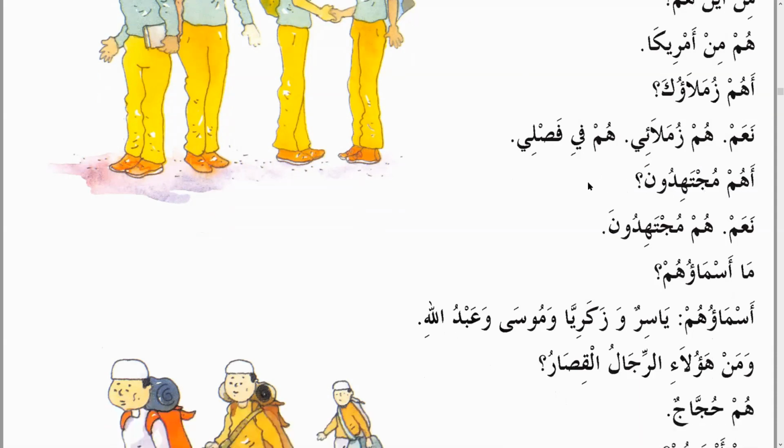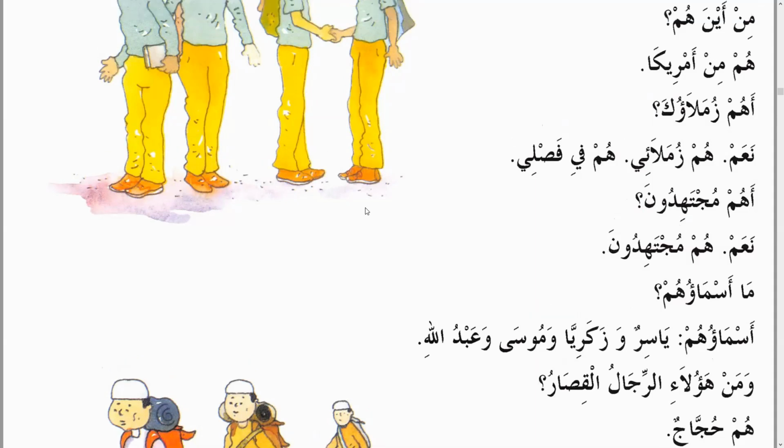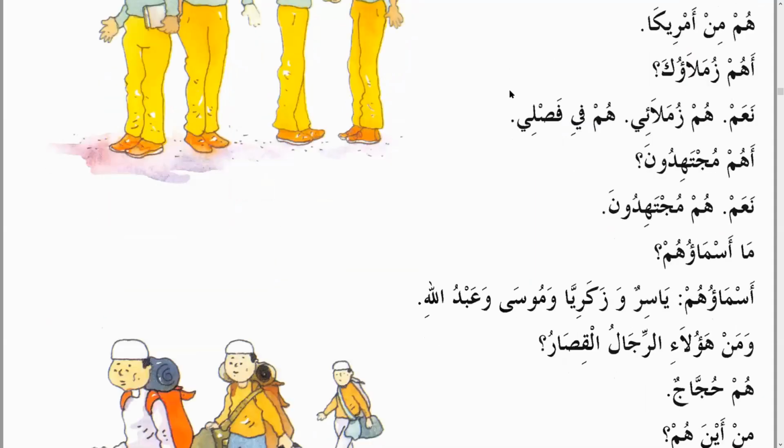أهم مجتهدون؟ What is مجتهد? Singular. Hardworking. مجتهدون, hardworking people. Are they hardworking? Are these new students hardworking? مجتهدون. مجتهد, hardworking. نعم هم مجتهدون. Yes, they are very hardworking. Like these guys are very hardworking.